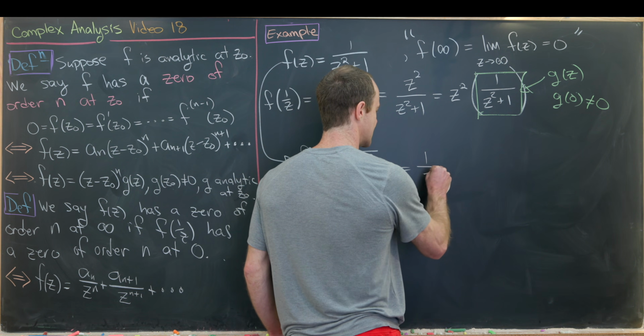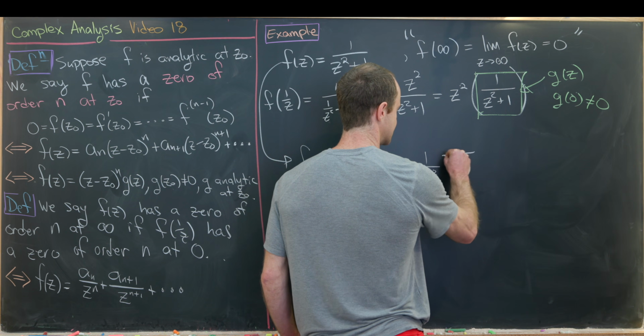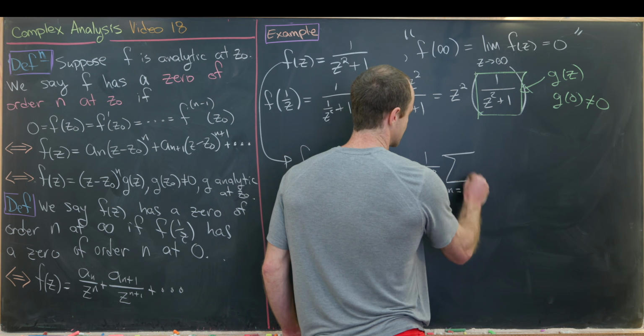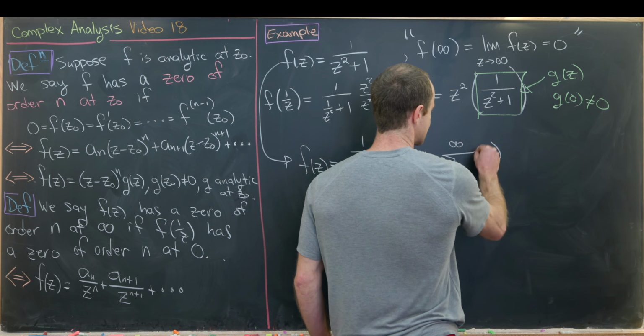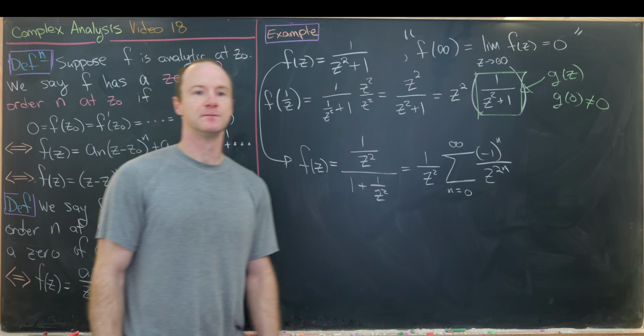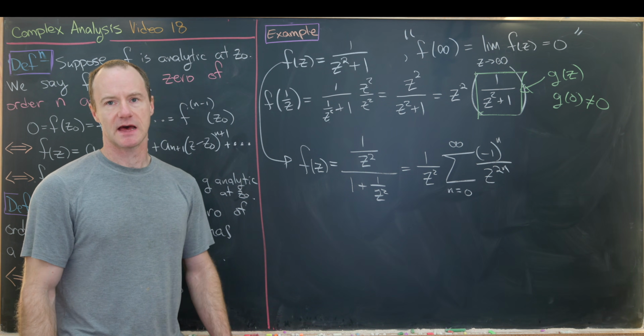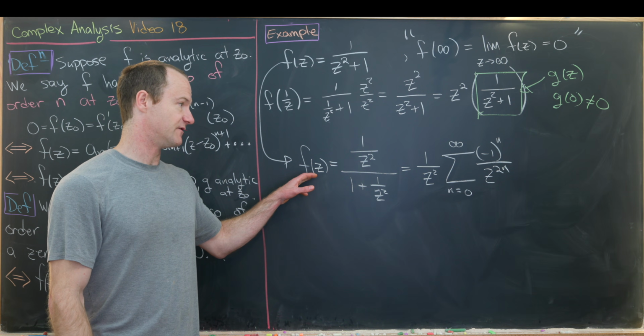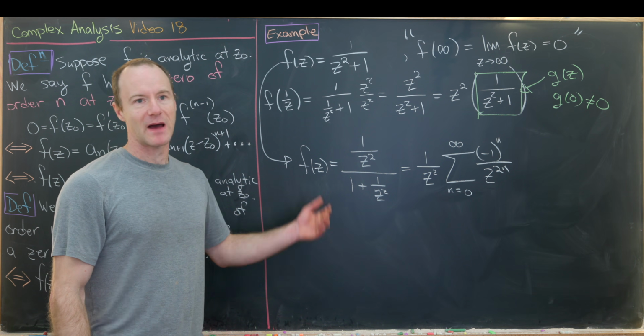So this expands as 1 over z squared times the sum, as n goes from 0 to infinity, of minus 1 to the n over z to the 2n. So we're left with something like that. That would be the expansion of this function about infinity.